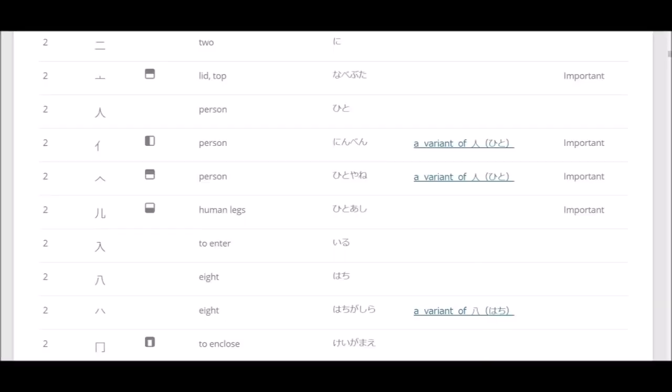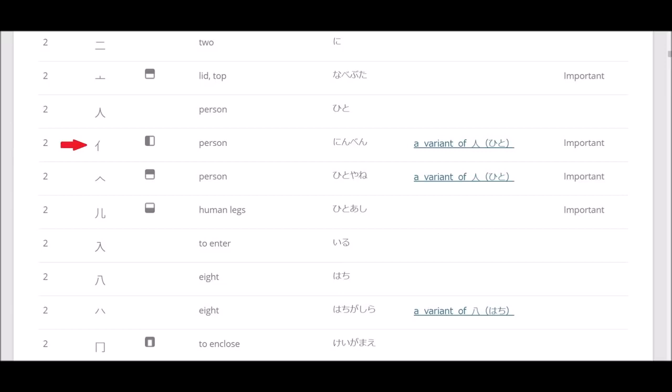Now for kanji radicals with 2 brushstrokes, we have ni, which is 2, nabebuta, which is a lid or a top, and yeah, this is very important. You'll see this in a lot of kanji. Okay, then we have hito, which is a very commonly used kanji that means person, and you'll note when it's used as a radical, it is written 2 different ways. Isn't that fun? And they're both really super important, so you got to remember them.